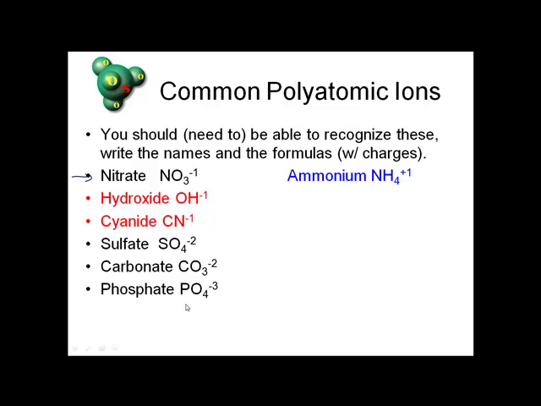Phosphate, PO4 3-. We have one polyatomic cation. Remember, cations are positively charged ions, and that's the ammonium ion. This is a very, very small list of ions. There are thousands of polyatomic ions. We're not going to talk about all of them. These are the ones that you need to recognize that come up very, very often.